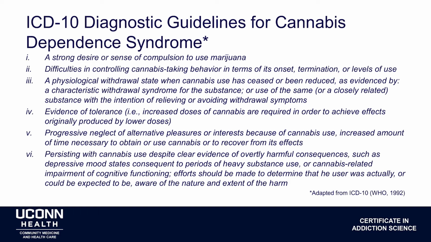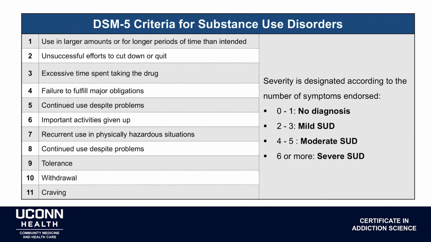harmful consequences. Here are the DSM-5 criteria for substance use disorder, and you should compare the two. Compare ICD-10, which has 6 criteria, to the 11 criteria in DSM-5. There's a lot of overlap. They both include tolerance and withdrawal. They're combined in different ways, and they're both organized across a continuum of severity.